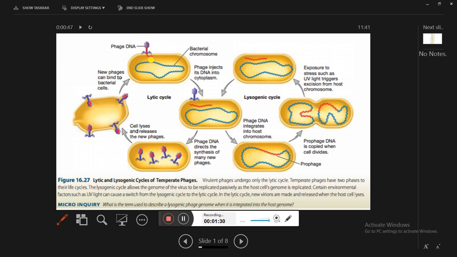Here we are discussing the bacteriophage, and the reproduction of bacteriophage follows two life cycles. The first one is the lytic life cycle and the second one is the lysogenic life cycle. You will see this in your third semester syllabus. So the lytic life cycle and lysogenic life cycle are the methods of bacteriophage reproduction.